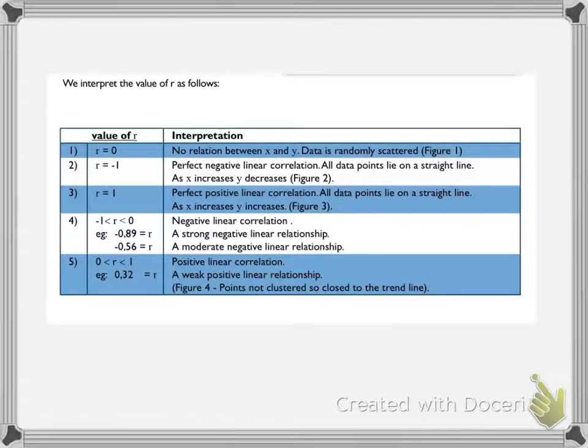In a similar way, if R is equal to 1, you have a perfect positive correlation. If R is negative, so between 0 and -1, there's a negative linear correlation. However, the closer to -1, the stronger the negative correlation. And similarly at point number 5, the closer R is to +1, we say it's a stronger positive relationship.